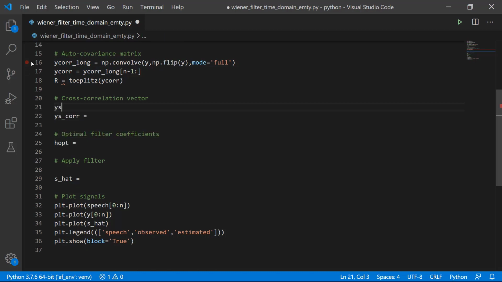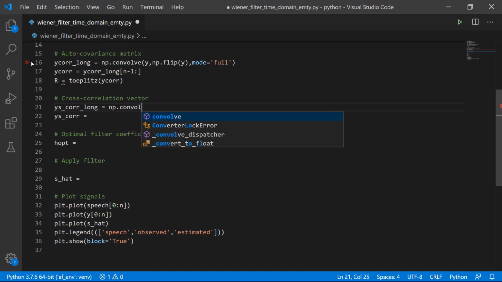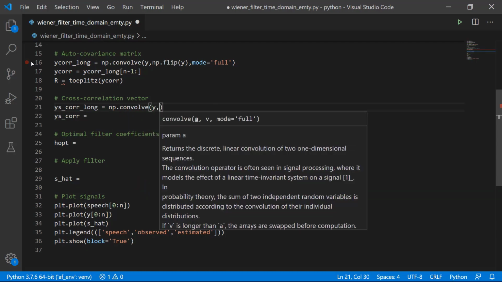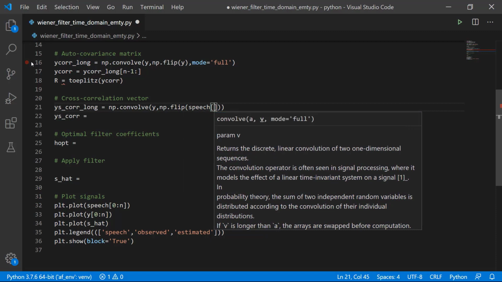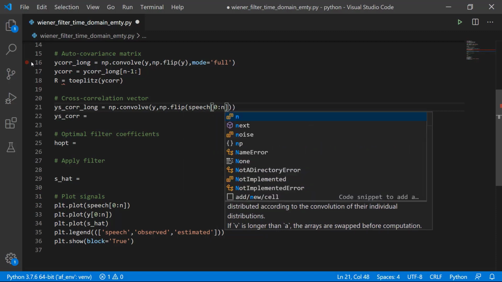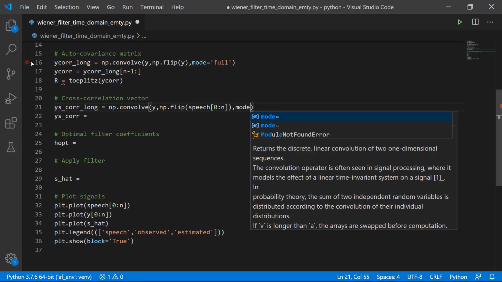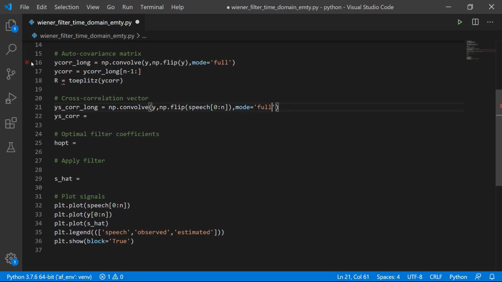Next up is the cross-correlation vector. The approach is similar here. We again use the convolution, but with the speech signal as a second input. Remember to also flip the speech signal, and we also only want the first 500 samples of the speech signal. And then by selecting the non-negative lags, we already have the vector we want.